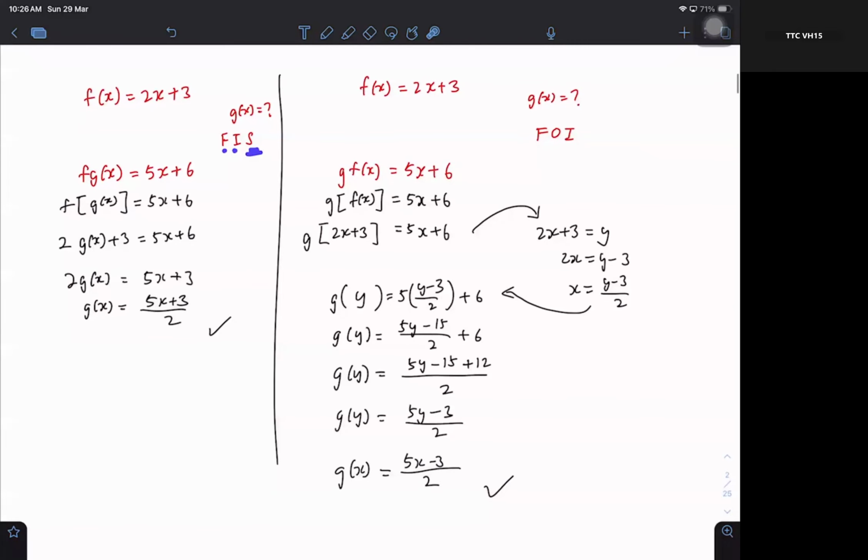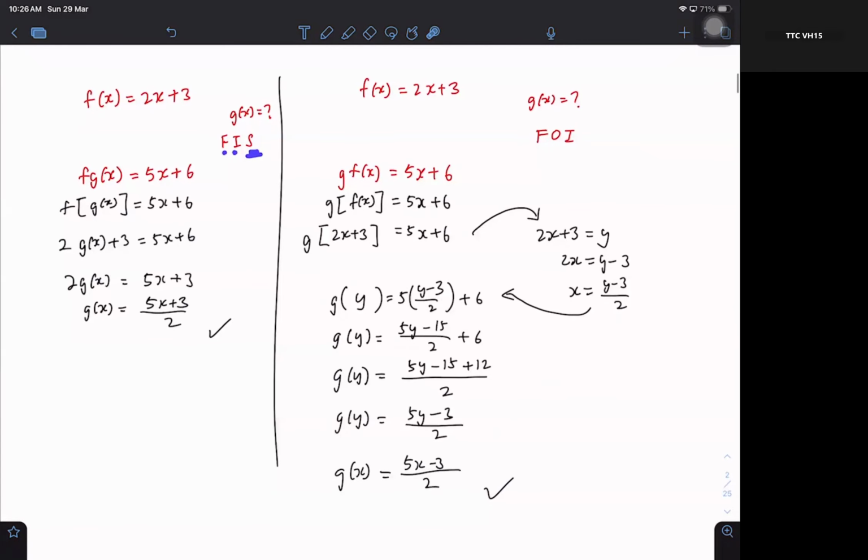What is the most important thing in functions? Substitute, right? You do the same method, although the bracket is a bit different. But our job is the same: take the bracket, sub into x. Oh, the bracket inside is g(x). Yes, I know, but we don't care what the bracket is. Our job is to take the bracket and sub into x. So I take this g(x) and sub into the x.